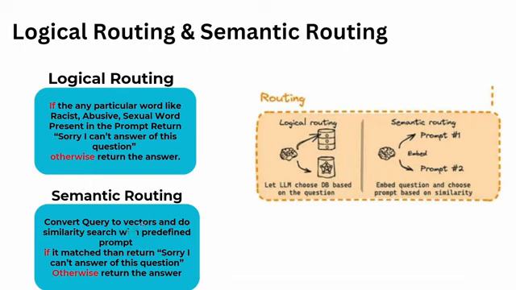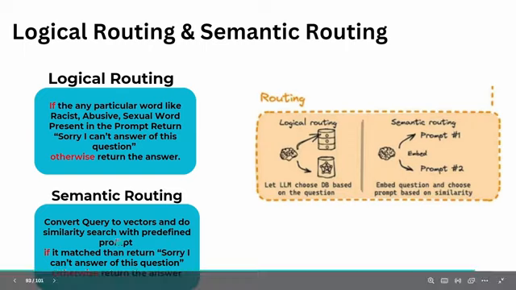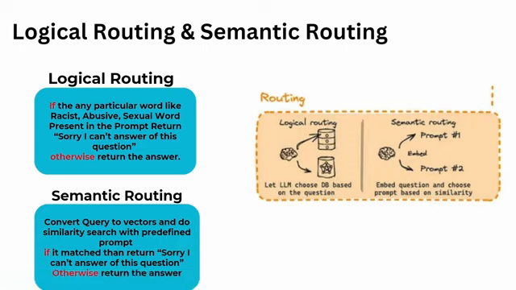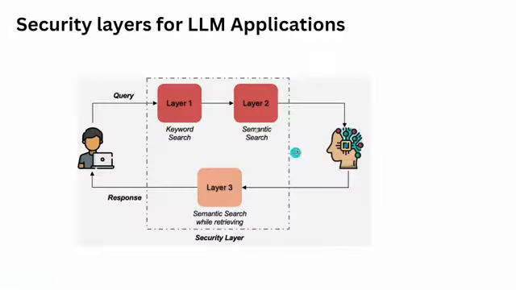In the case of semantic routing, you check the user query against predefined prompts, doing a similarity search with the help of an embedding model. After doing the embedding, you do the similarity search. If it matches, then you return, sorry, I can't answer the question. Otherwise, return the answer. So that was the way.